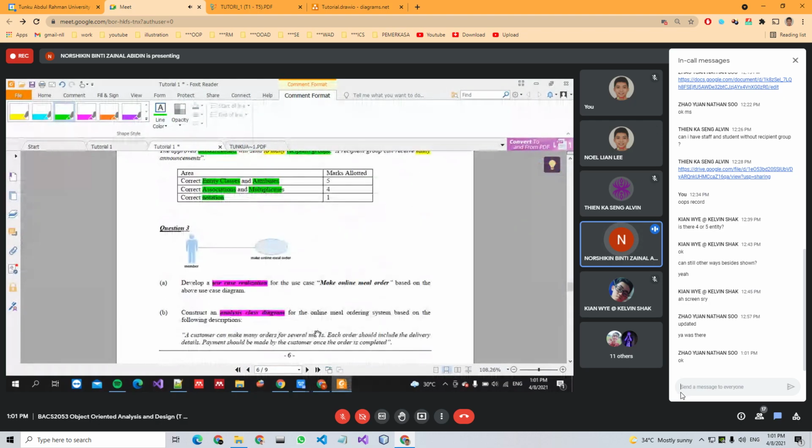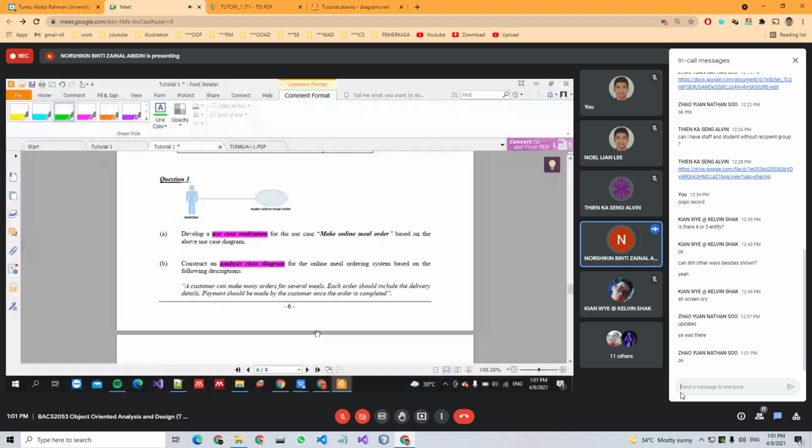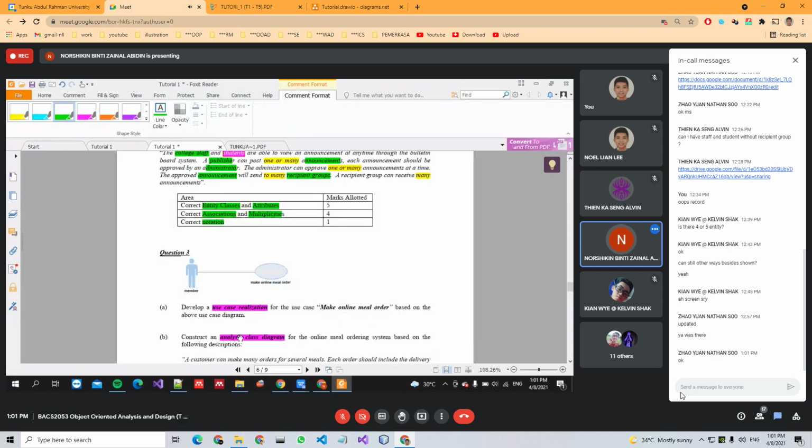Guys, for your diagram, if you want me to check, because some of you send me the diagram, if you think you have a different diagram, or if you think that you have another example, another solution, you can send it to me. Okay. So let's move to question number 3.